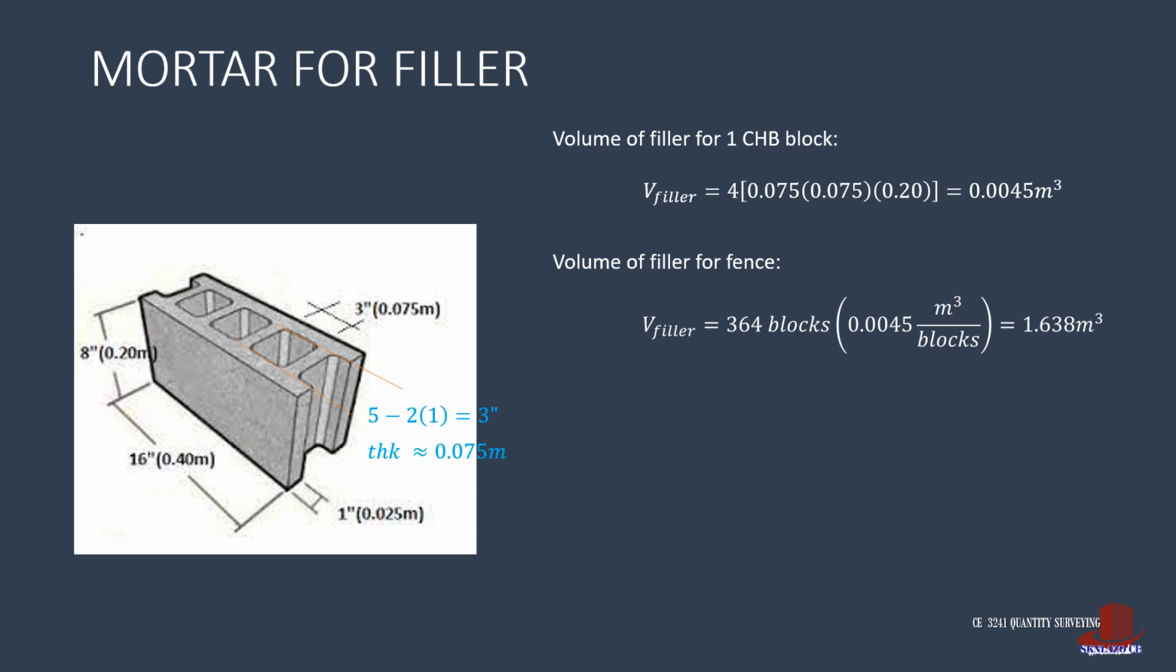1.638 cubic meters. This is the volume we use in proportioning mortar components, where for mortar mixture class B, cement requirement for 1 cubic meter is 12 bags and sand is 1 cubic meter. So 1.638 times 12 is 19.656 bags of cement. And sand is computed as 1.638 times 1, which stays at 1.638 cubic meters.